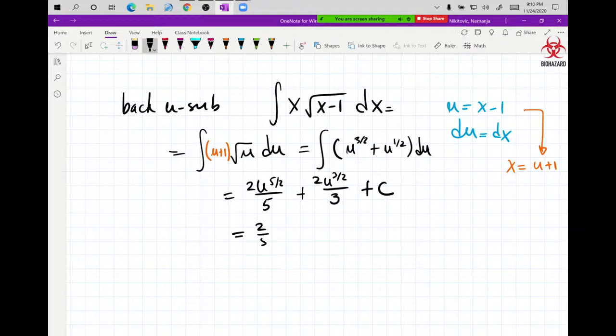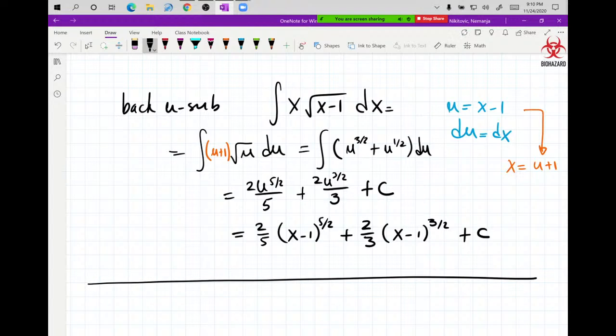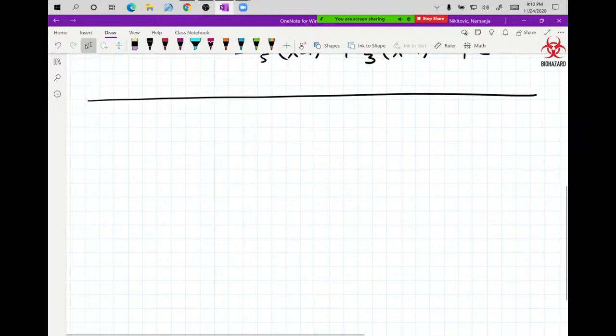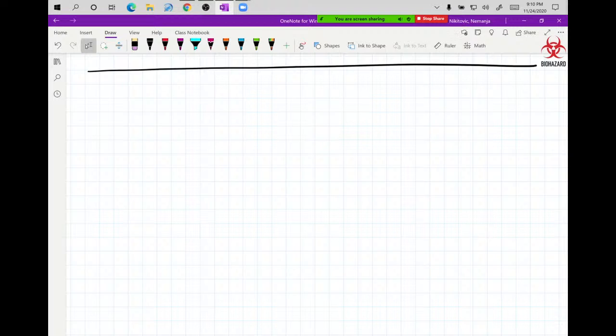So this is 2/5 x minus 1 to the 5/2 plus 2/3, again x minus 1 to the 3/2 plus c. So that was a little review of what we know as Usub and back Usub, just in case it shows up here and there, but again, it should be the basic technique. Now we go with the heavy hitters.